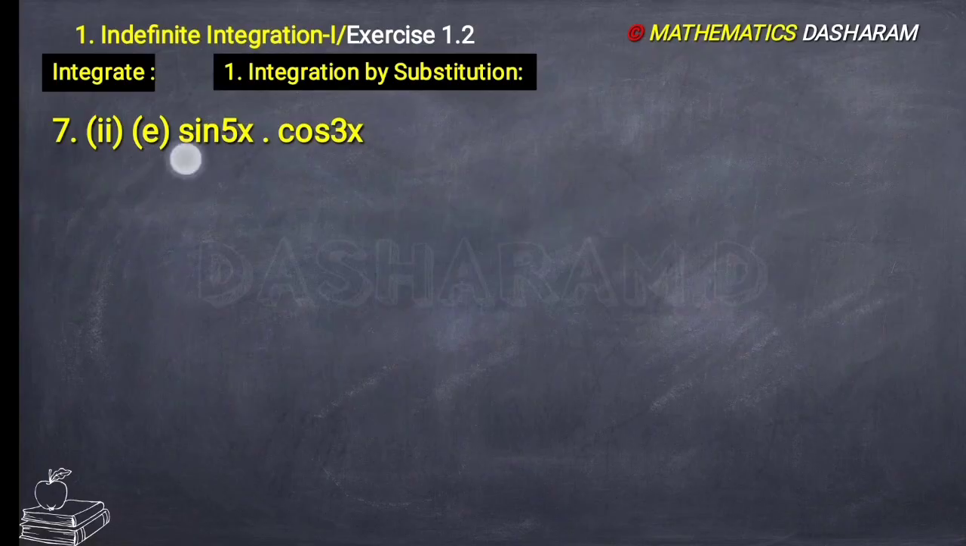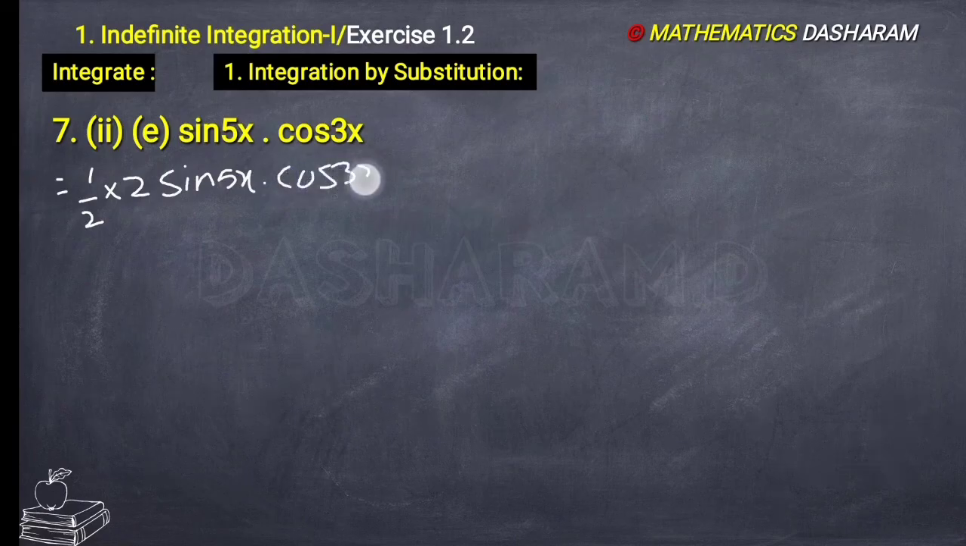Question number E, sin 5x into cos 3x. Multiply and divide by 2: sin 5x into cos 3x is equal to 1/2 into 2 sin A cos B. The formula is sin(A+B) plus sin(A−B).